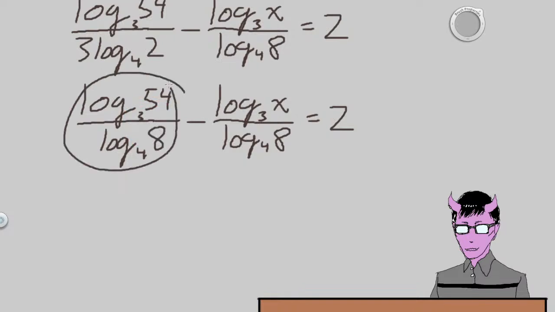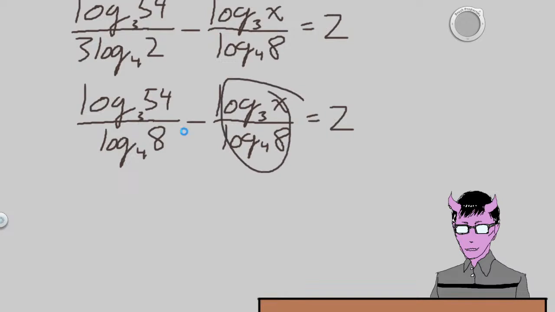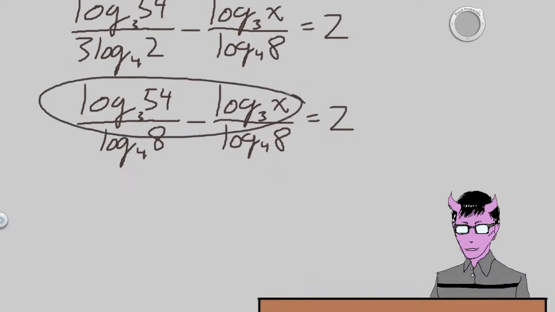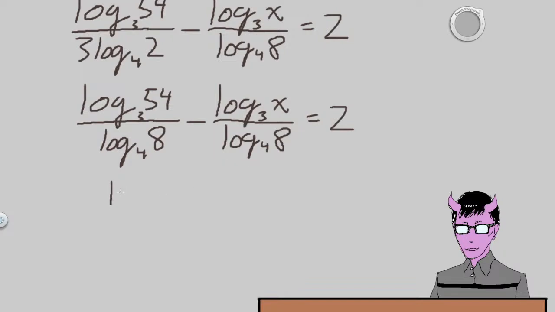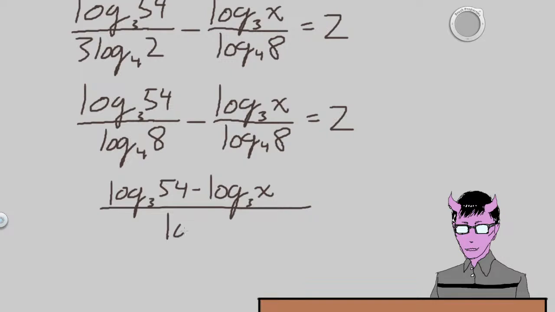And now that we have fraction number 1 minus fraction number 2, we can combine those two by subtracting just the top portions and maintaining the same denominator. So we have log base 3 of 54 minus log base 3 of x, all over log base 4 of 8. That's still equal to 2.